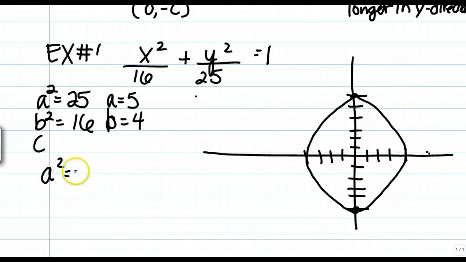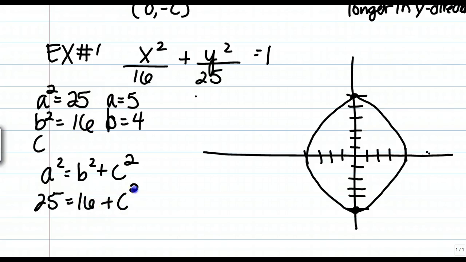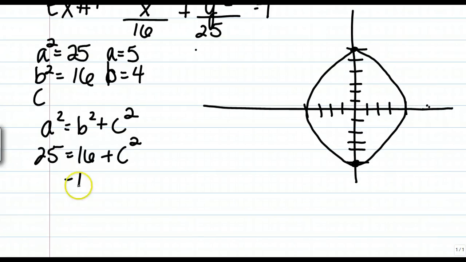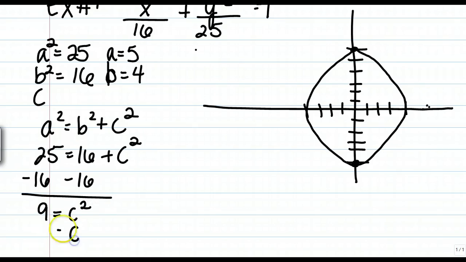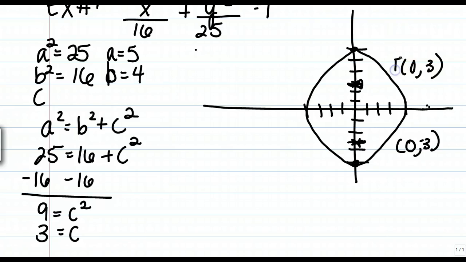So we have to use our equation in order to find what c is. I know that I have 25 equals 16 plus c squared. I'm going to subtract 16 and get 9 equals c squared. So c, when you square root both sides, just equals 3. That means you go 1, 2, 3 up and 1, 2, 3 down. If you had to label those, it would be (0, 3) and (0, negative 3). Those would be your focus points, and you've graphed the whole thing.